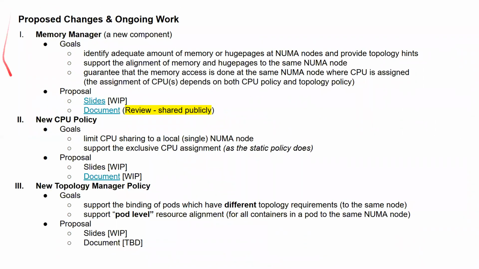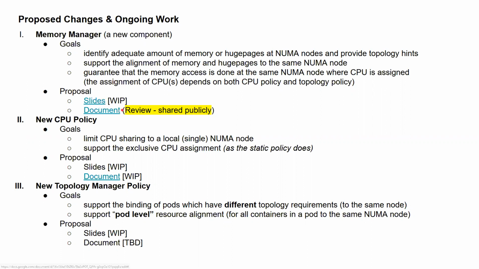So these are the 3 changes that we propose regarding these 3 challenges. The first one is the memory manager, a new component whose goal is to identify an adequate amount of memory or huge pages at NUMA nodes and provide topology hints to the topology manager, support the alignment of memory and huge pages to the same NUMA node, and guarantee that the memory access is done at the same NUMA node where CPUs are assigned. This basically depends also on CPU policy and topology policy, but this is the general goal.